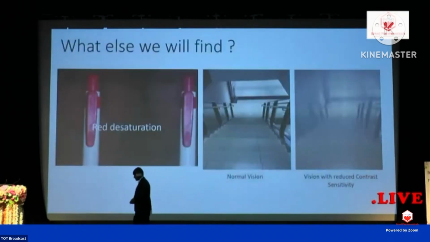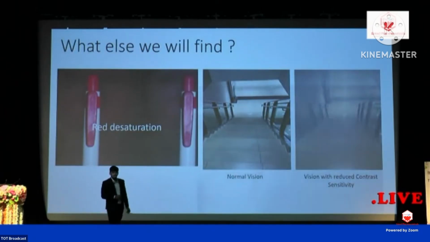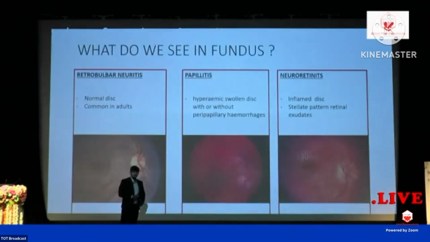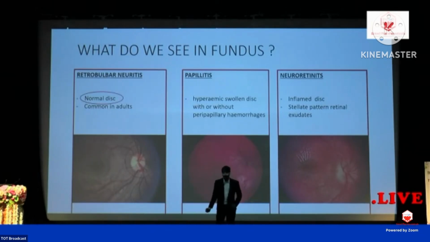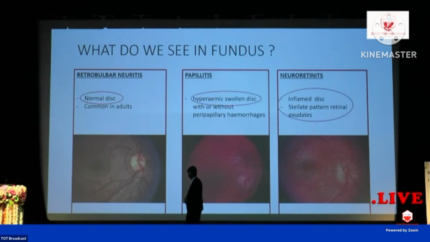So what else will we see? The patients also have red desaturation and reduced contrast sensitivity. On examination, we will be able to see an RAPD. Then in fundoscopy, we will see a normal disc in retrobulbar neuritis, disc edema in papillitis, and in neuroretinitis, we will see retinal exudates in a stellate pattern around the macular region.